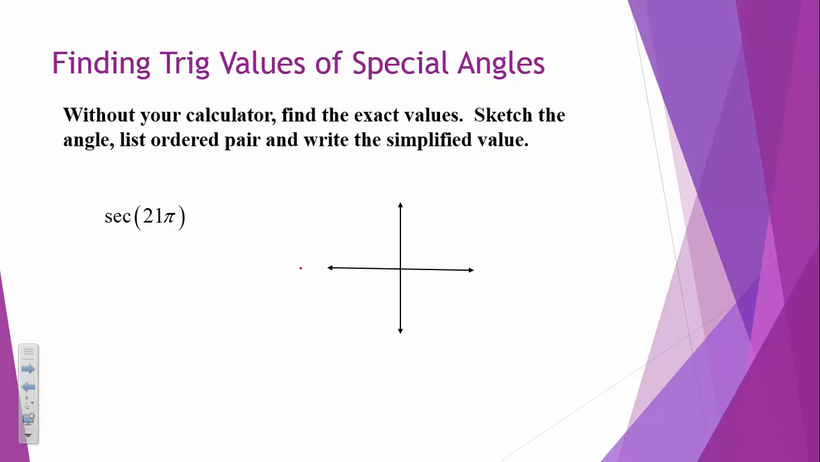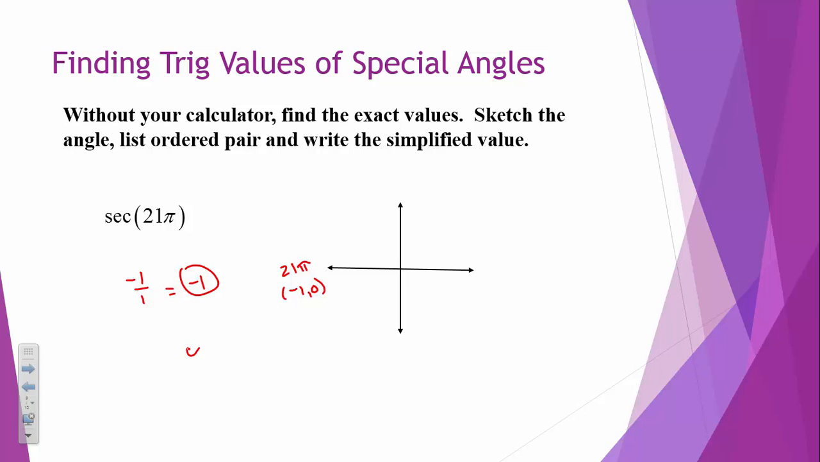Okay, 21 pi is going to end up right here, because that's an odd multiple of pi. So the ordered pair is negative 1, 0. And so the secant is the reciprocal of the cosine. So if you take negative 1, which is like negative 1 over 1, and take its reciprocal, you're still going to get negative 1. So when you take the negative 1 and flip it, you still get negative 1.